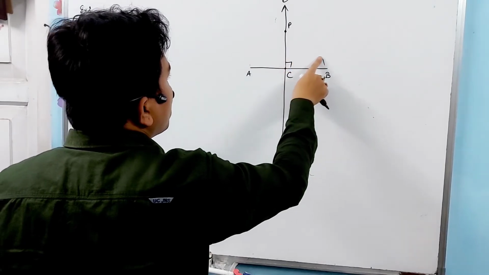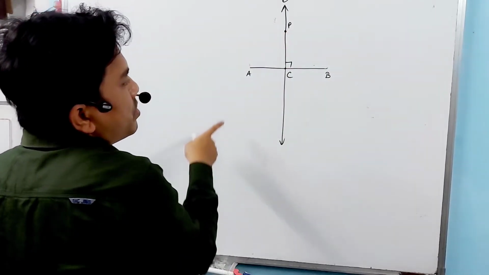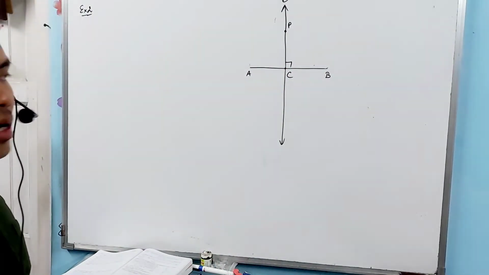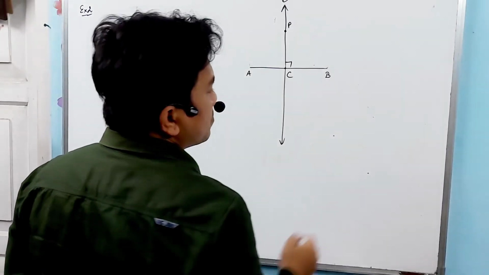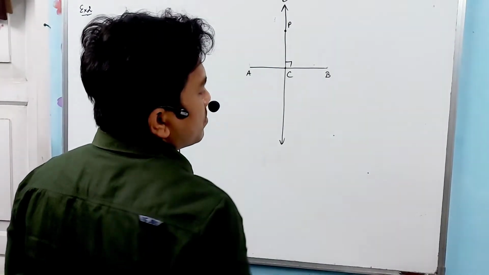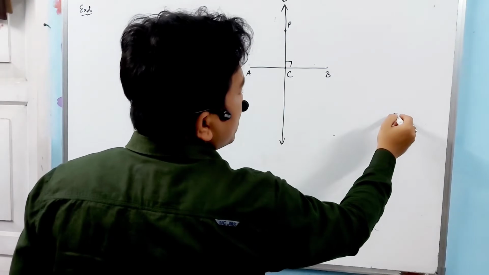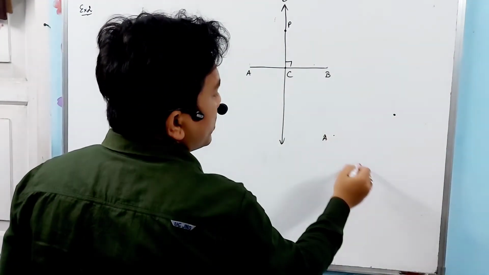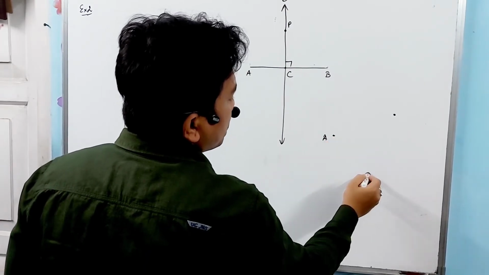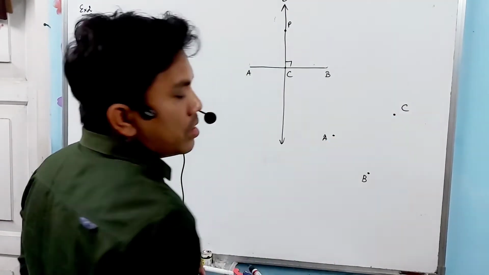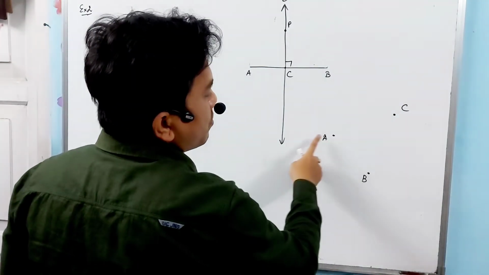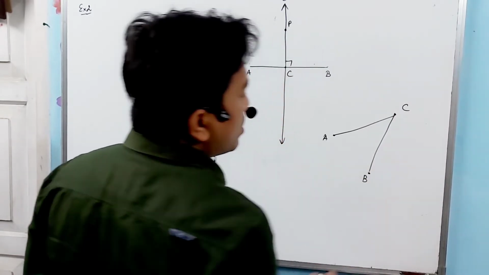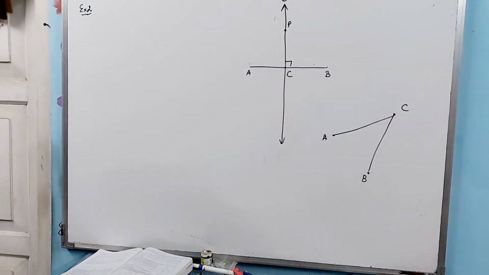We have to prove that this point P is equidistant from A as well as from B. Okay, now if there are two points and we have to prove that this point is equal from this and this, let this be A, let this be B, and let this be C. If you have to prove that C is equidistant from A and B, what we have to do? We have to prove that AC and BC are equal.